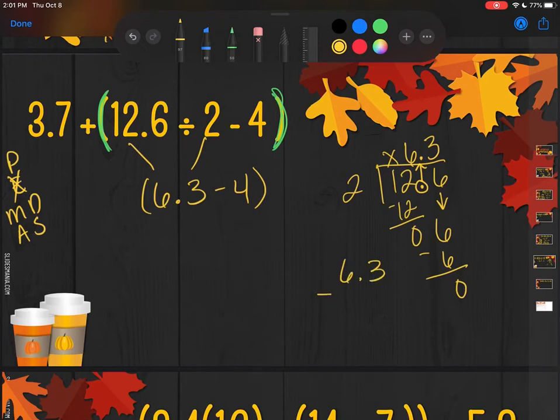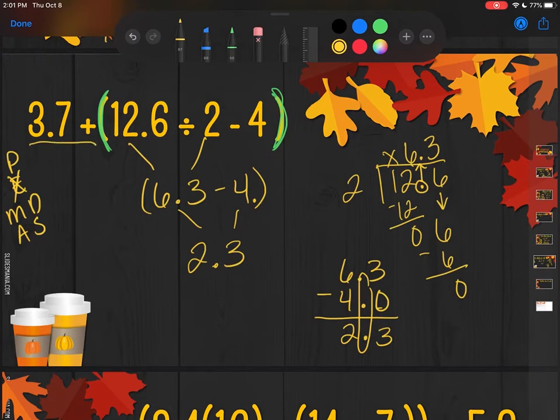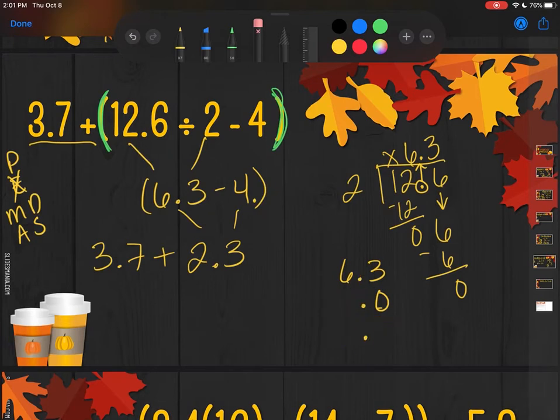6.3 minus 4. Remember, for numbers that don't have decimals, if it's out of sight, it's to the right. So my decimal goes to the right of that 4. So 4 point, and then I've got nothing, so it's going to be a 0. Well, 3 minus 0 is 3. 6 minus 4 is 2. Add my decimal where it's lined up, so 2.3. So my parentheses ended up being 2.3. But I cannot forget this 3.7 plus, right? So it was 3.7 plus 2.3.